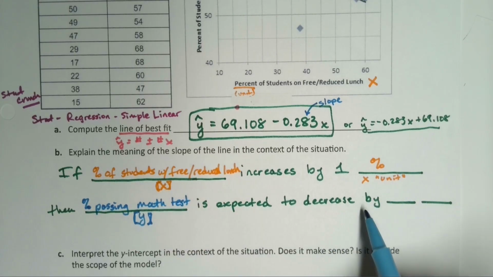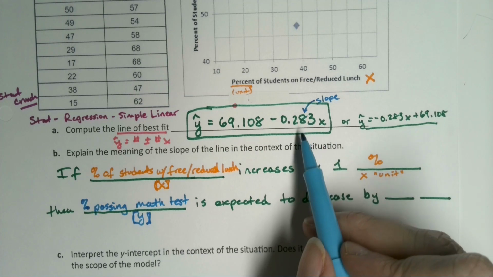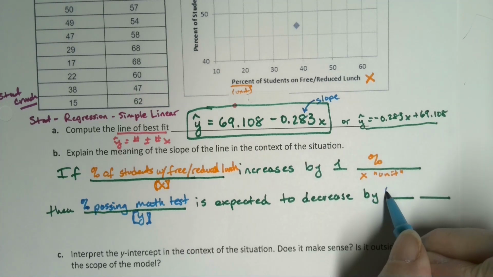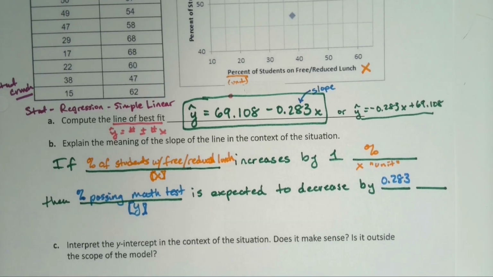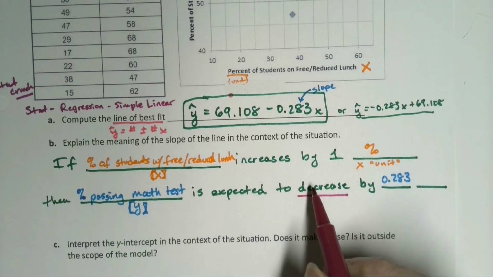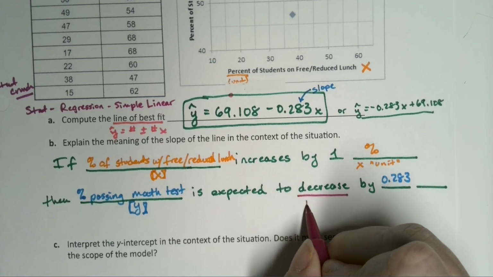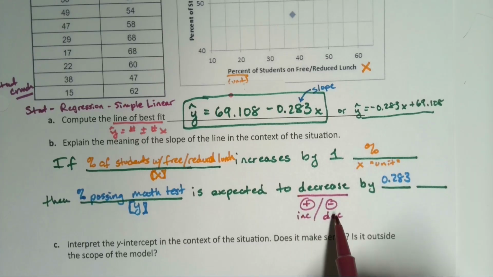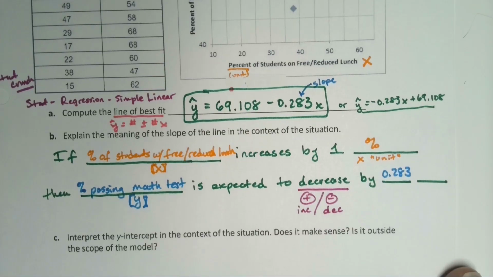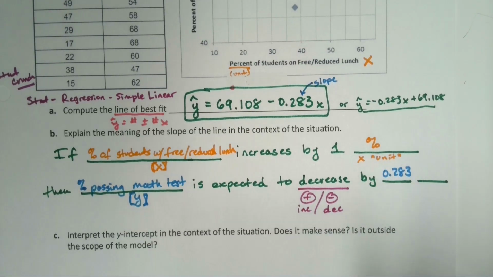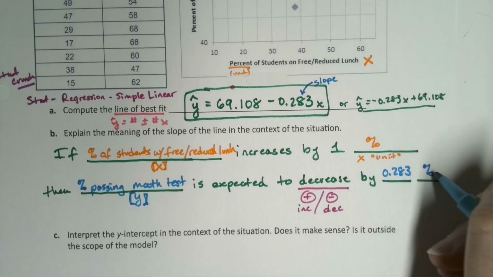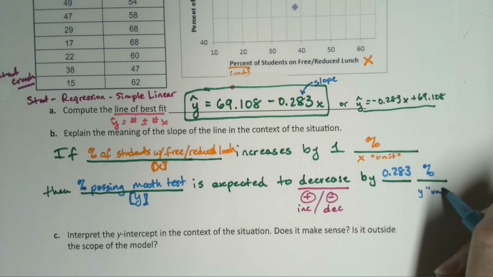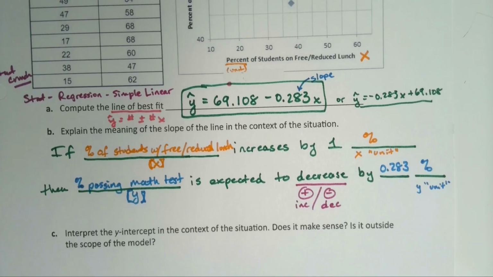is expected to decrease by, what was the slope? Well, the slope was 0.283. And you don't have to put negative. The reason you don't put negative is because of this word right here. This word is positive if it's increase or negative if it's decrease. And since we had a negative slope, we chose decrease. And then it'd be by 0.283. And again, my unit, for lack of a better term, is percent. So that's my y unit in this case. They will not always be percents, and they will not always be the same thing for both x and y. It just worked out that way.